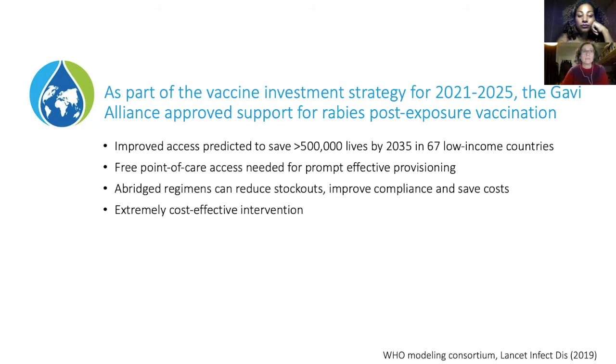And we estimate between 2020 and 2035, around 500,000 lives could be saved in the 67 low-income countries that are eligible for GAVI support. So last year, 2019, GAVI, the Vaccine Alliance, actually approved the support for human rabies vaccines in their next vaccine investment strategy. Now, things might have changed a bit, but hopefully this vaccine support is still going ahead, even in times of COVID, but there will be some delays.